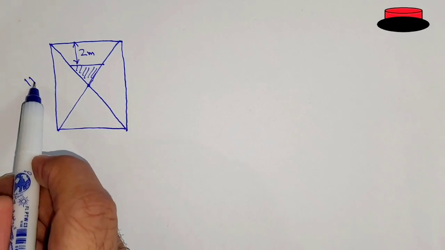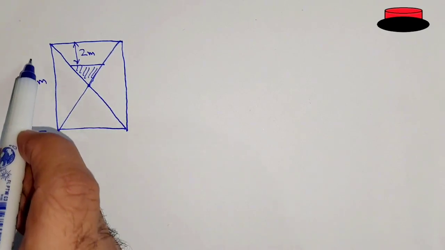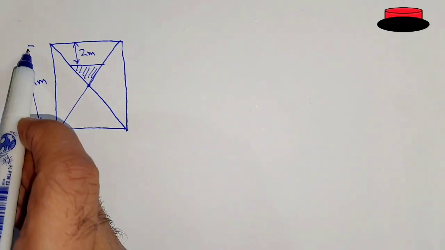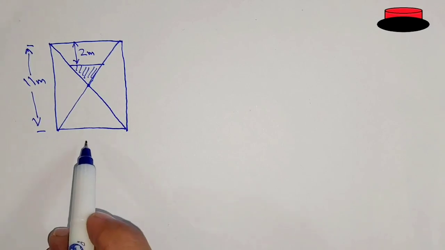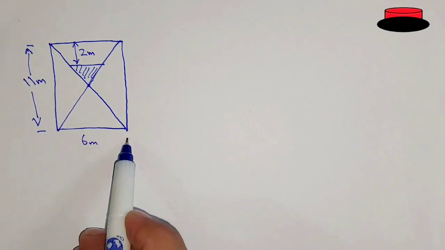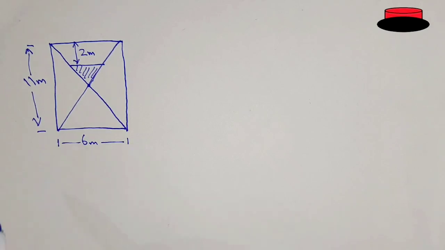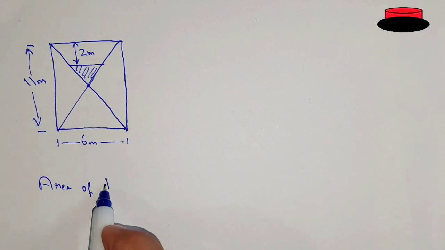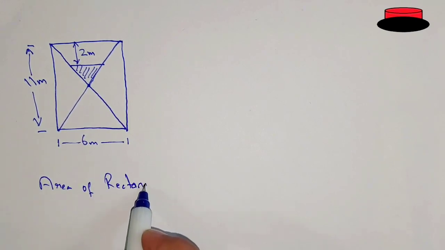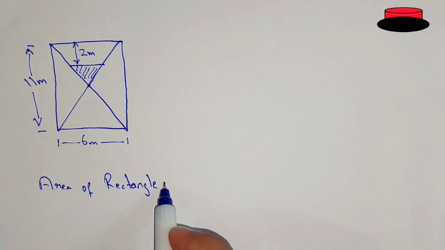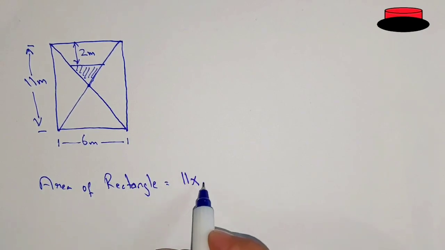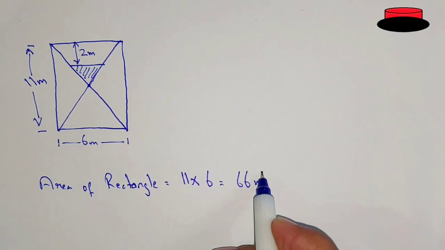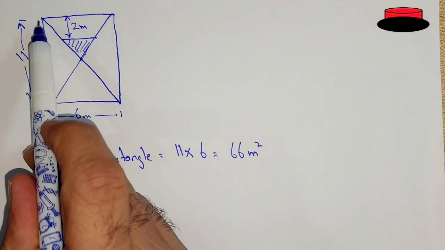This is the given space from the top up till the shaded area. This is 2 meters, and this is the long length of the perpendicular, that is 11 meters, and this is 6 meters, the short length. So we know that the area of the rectangle is the long length multiplied by the shortest length. So that is 11 meters multiplied by 6 meters. So that will be 66 meters square. This is the area of the rectangle.